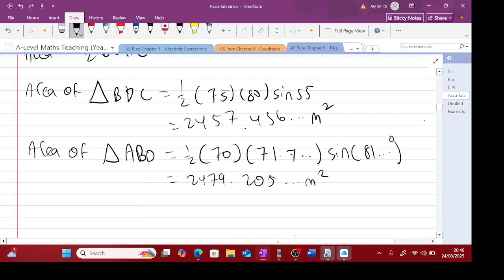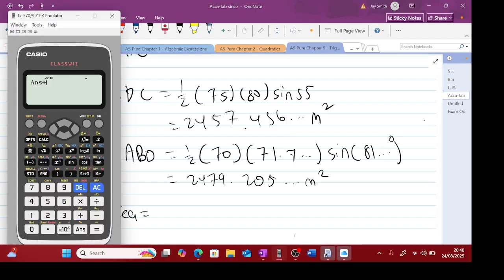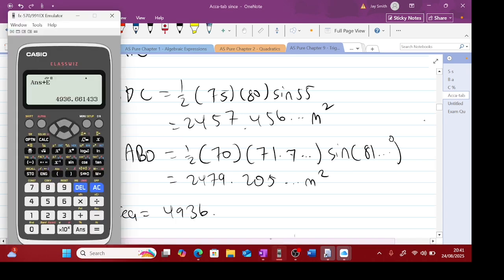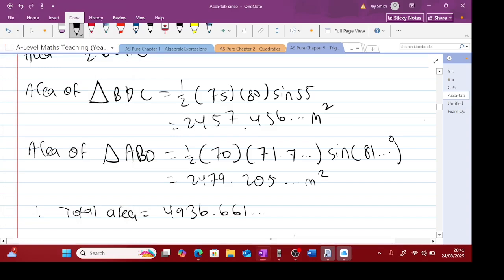Right, so then the overall area, or total area, is going to be these two added together. So I can add this to the other answer, which I stored as E, remember previously, which was this 2457. I get overall 4936.661..., which I can round to 4936.7 to one decimal place.